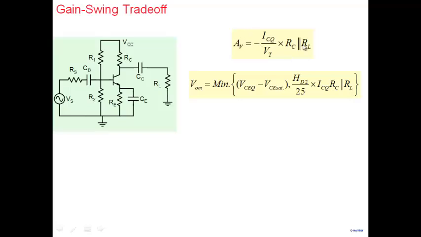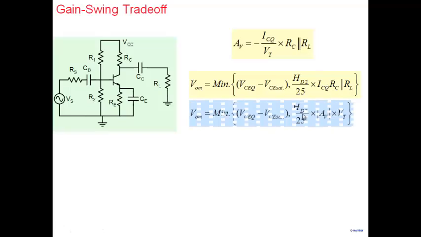Now, what we can do is, if I look at this expression for gain, ICQ RC parallel RL is over here. So I can take this and substitute it over here. So we get V0M is the minimum of VCQ minus VCSAT and this one here. Well, if we look at it, it may appear, why is there a trade-off? I can get high gain and therefore high V0M. Right? If you look at this expression, if I increase the gain AV, then V0M also increases. So why am I saying there is a trade-off?